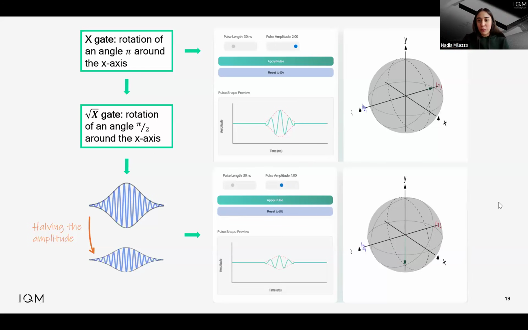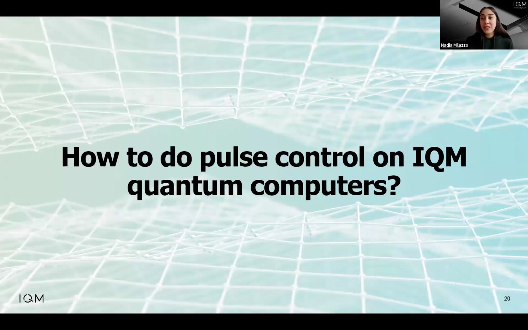Okay, so hopefully this is what you have seen also playing around with the applet. So we have seen how to create an artificial atom, to use it as a qubit. We have seen how to drive it to perform the rotations that we wish on the qubit. And now, how do we do this on IQM quantum computers?